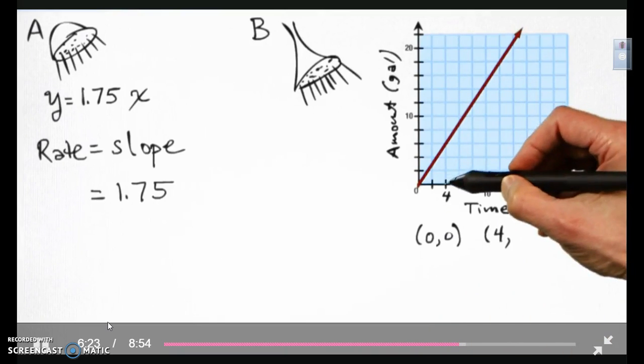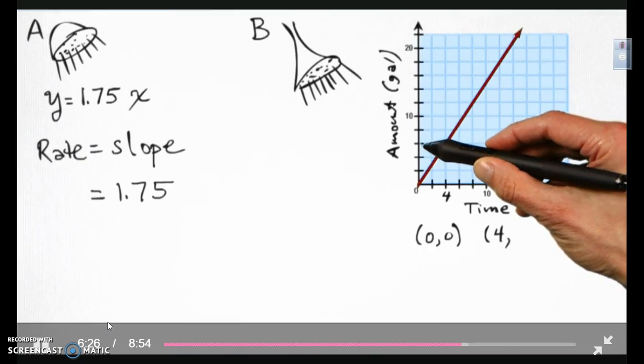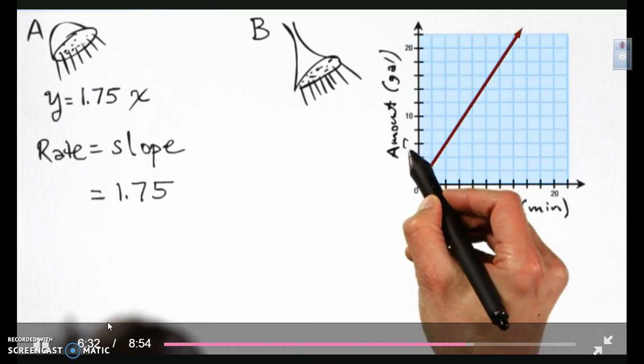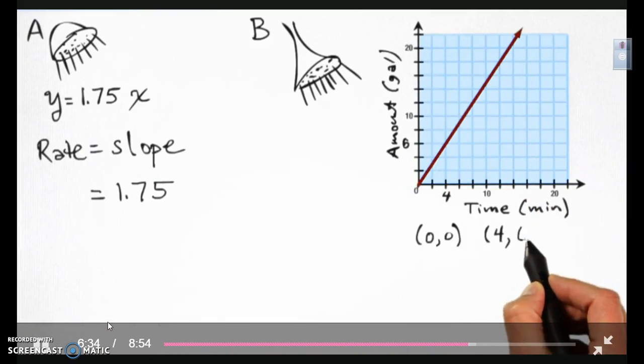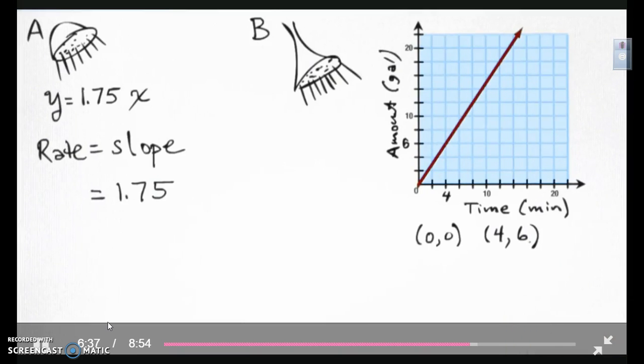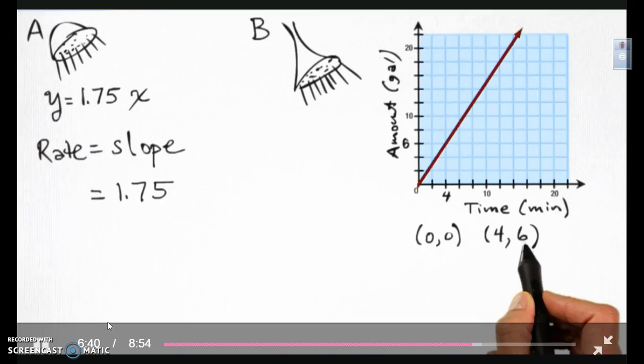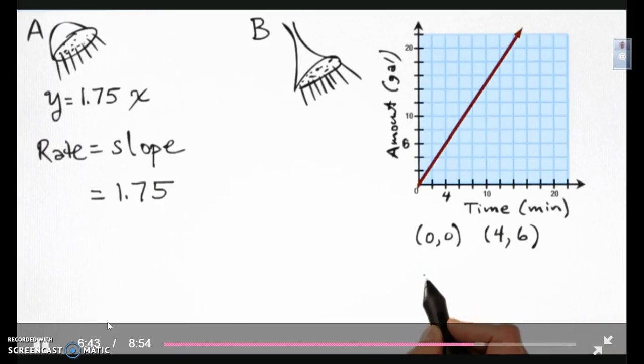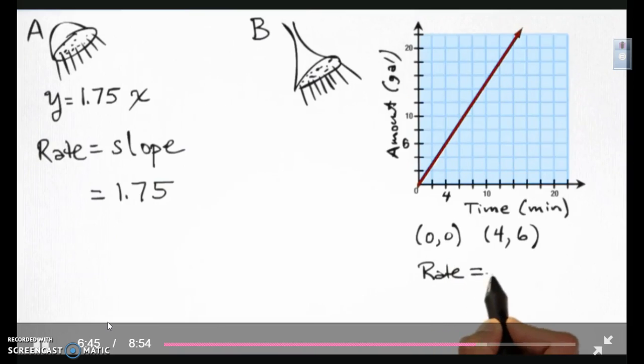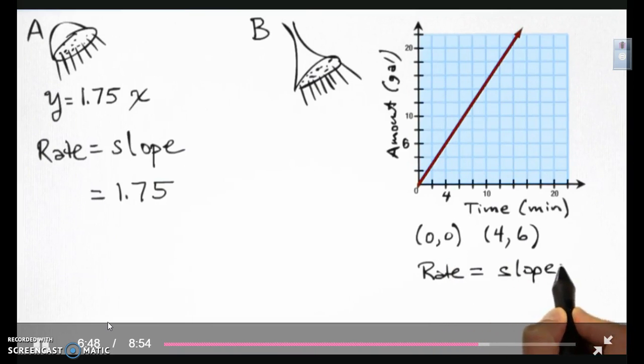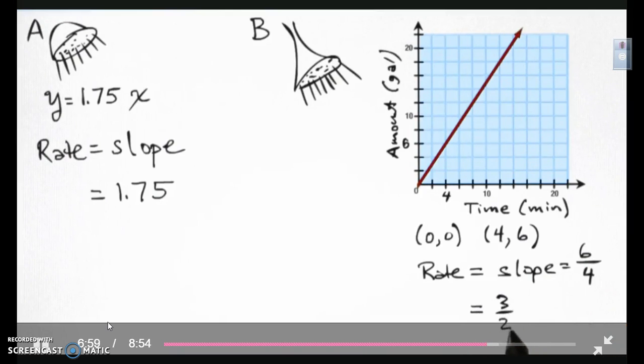And what's the corresponding value? If you go way up, you see it's right here at this hash mark. What's that? That's 2, 4, 6. So it looks like it's 6. And so that's going to be a 6. So you know how to find the slope. The slope is the change in y over the change in x. So the rate, which is also the slope, is equal to 6 minus 0, which is 6, divided by 4 minus 0, which is 4. So it's 6 over 4, and that simplifies to 3 halves, which is equal to 1.5.